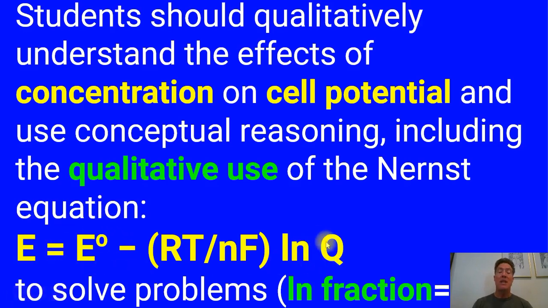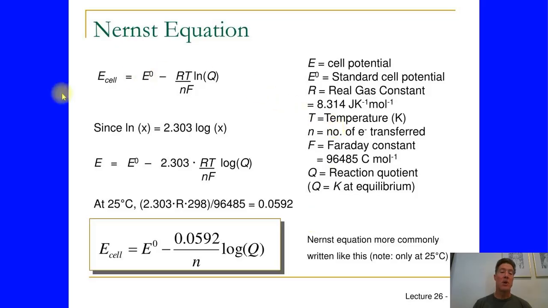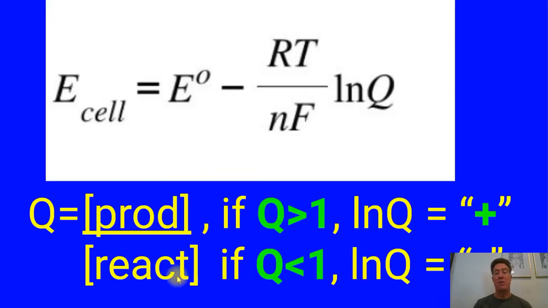So basically, if Q is less than 1, we're going to increase the voltage from the standard voltage. If Q is greater than 1, we're going to be reducing the voltage from the standard voltage. All right, here's the Nernst equation in all of its mathematical glory, but what you really need to be able to do is simply analyze Q.